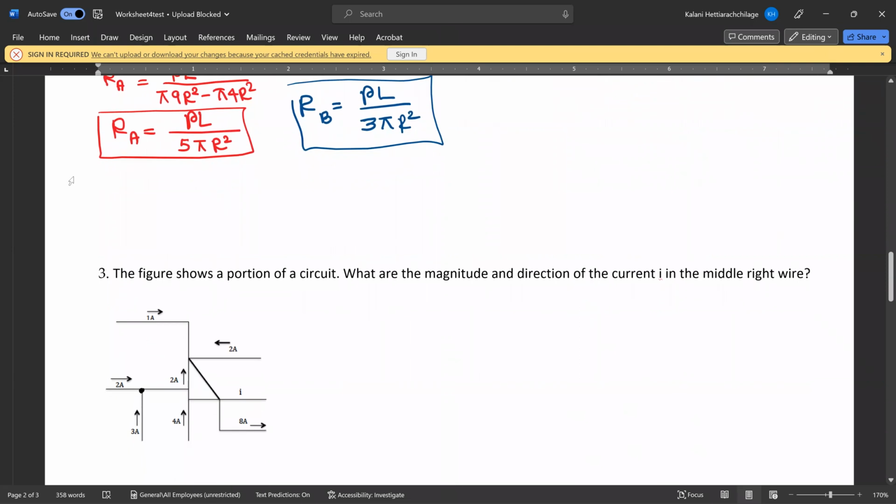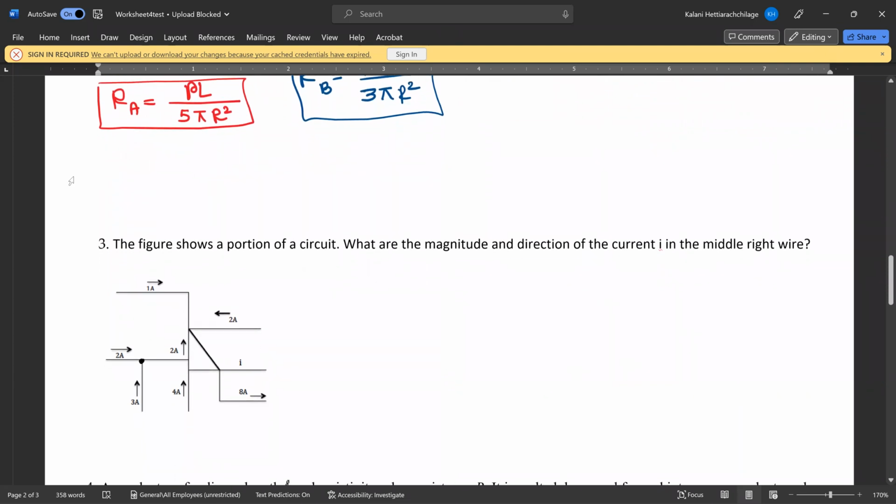Okay, now let's move into number 3. The figure shows a portion of a circuit. What are the magnitude and direction of the current I in the middle right wire? See that I here? This is what I need to find out.